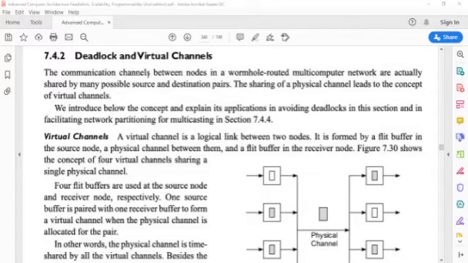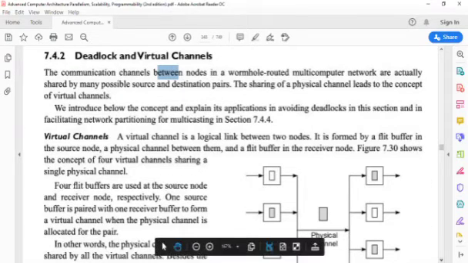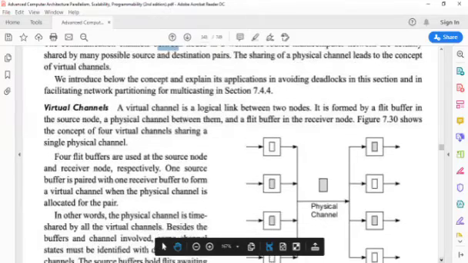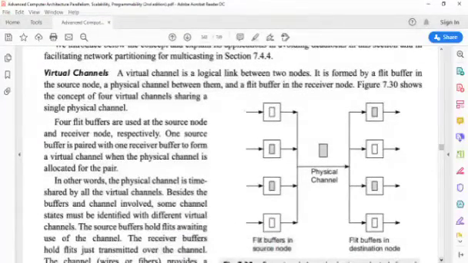The communication channels between nodes in a wormhole routed multi-computer network are shared by many possible source and destination pairs. So the physical channel is not enough to communicate properly, and we need virtual channels. Here we are going to explain network partition and multicasting by avoiding possible deadlocks.